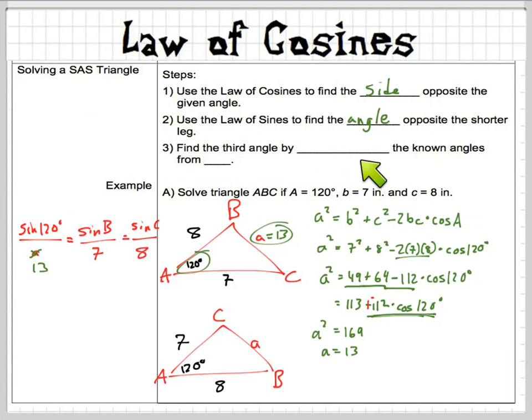Find the third angle by blank the known angles from blank. This has to do with 180 degrees. If you have two angles, you can use the 180 degrees fact to find the last angle. So it says find the third angle by adding. No, subtracting the known angles from 180 degrees. Okay? Alright, so that part's done.